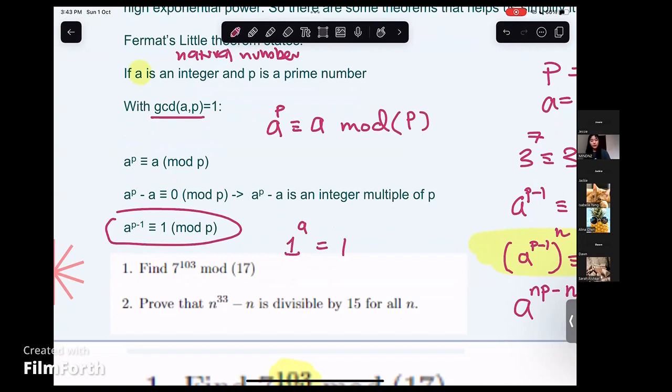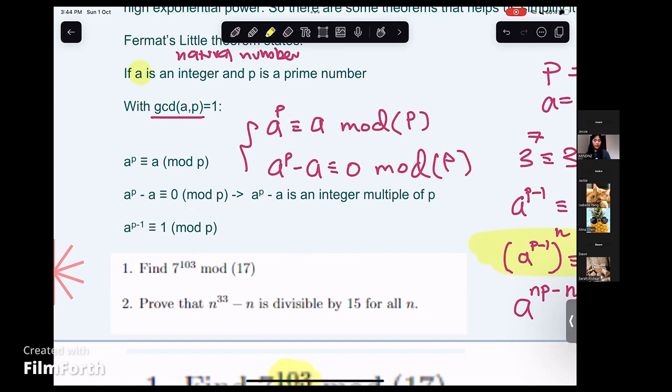Another way of thinking about this could be that Fermat's little theorem tells us that a to the power of p minus a is divisible by p, right? So that's another way of interpreting it. So this is what Fermat's little theorem tells us. And if we wanted to use this part, we just divide both sides by a, right? And if you recall from last session, we can divide both sides by a because a and p are coprime. So that's something we can definitely do.